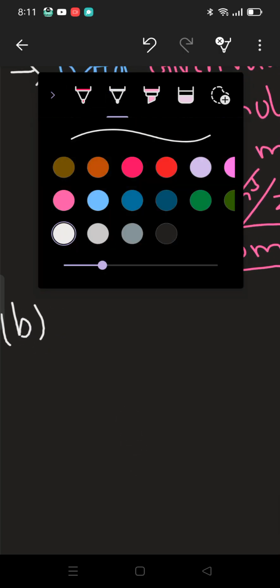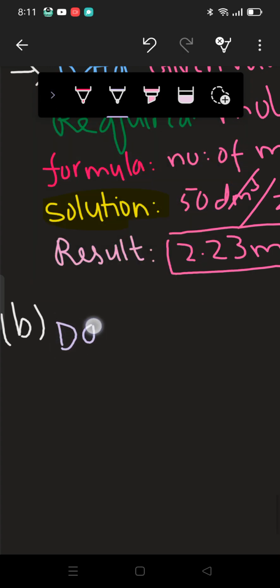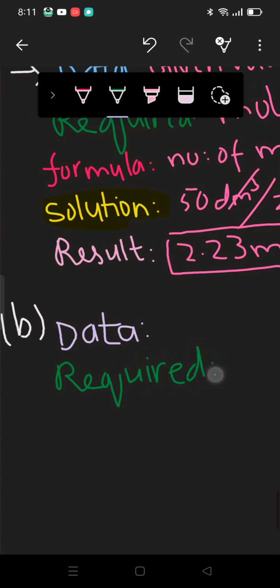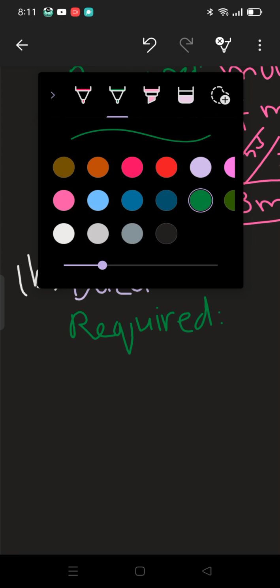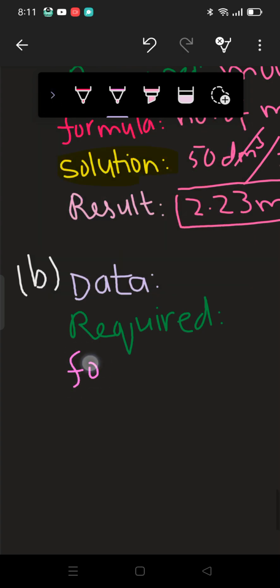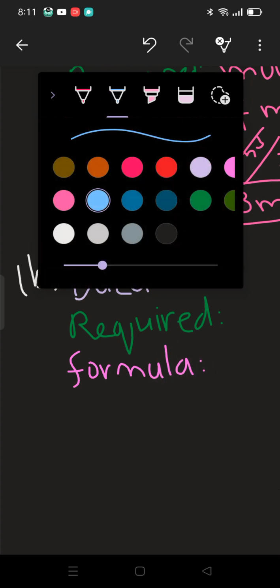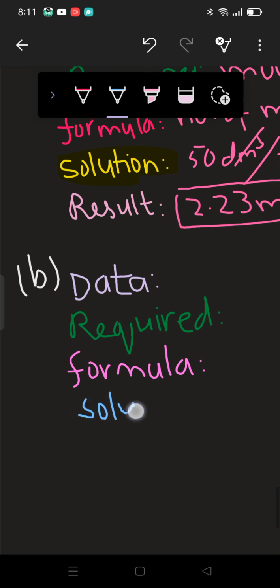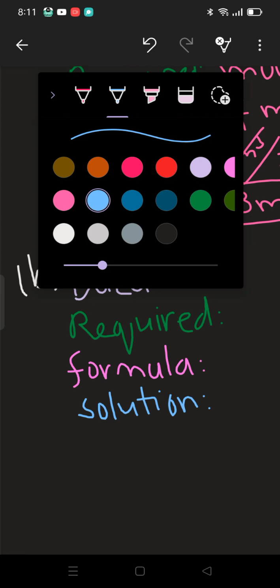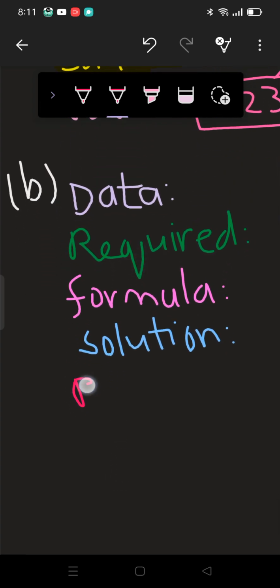We will be solving with the 5 basic steps. Initially we'll be making the data. Secondly, we will be going with the required value. What is required? Thirdly, we'll be going with the formula. What formula are we going to use in it? Fourthly, we're going to solve that, so the solution. Lastly, we will be going with the result of it, which is also known as the answer.